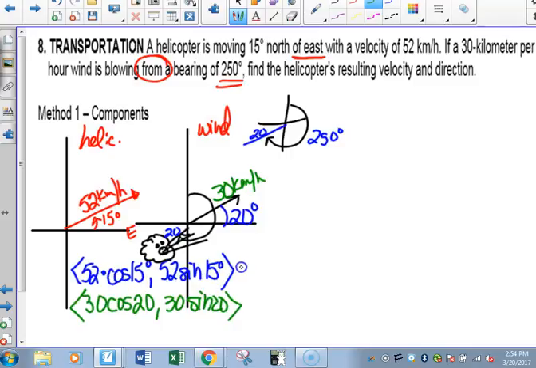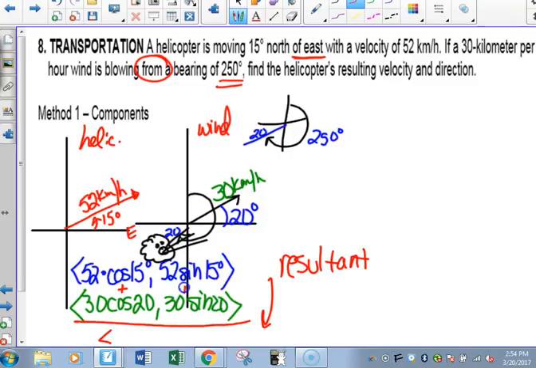When you have two separate sets of components, to find the components of the resultant, which is what happens when you add them together, you add the x components and get a number, and you add the y components and get a number, and those will give you the components of the resultant.